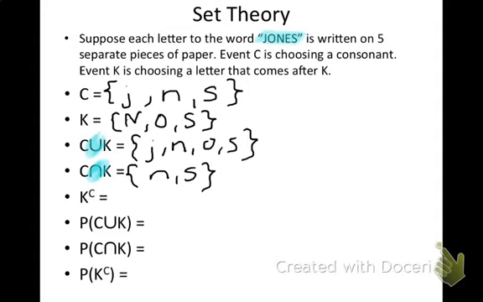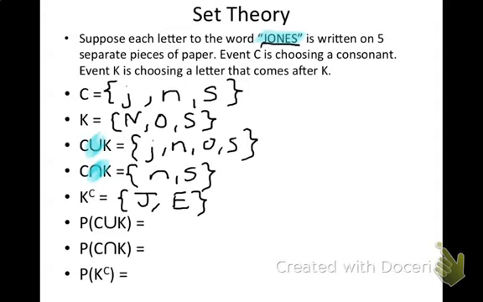Now the next one, the complement of K, when you have that little c up top that looks kind of like an exponent, that just means the complement. So look in your sample space, which is Jones, and what are the letters in your sample space that are not in K? The letters that are not in K but are in Jones are j, because j is not a part of it, and e. Those are the only ones that are not in K but are in our sample space, which is Jones.